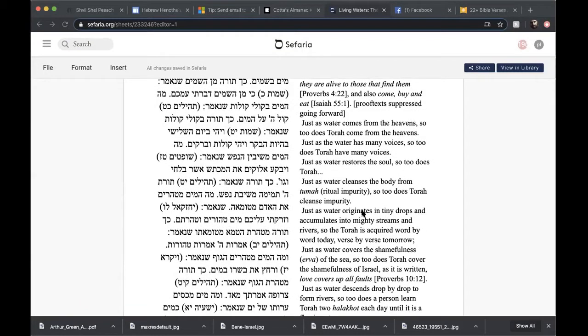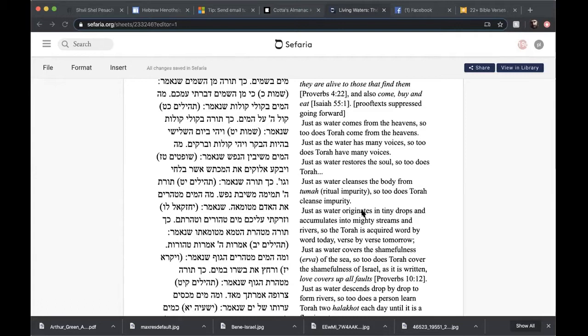Just as water comes from heaven, so does Torah come from heaven. Just as water has many voices, so does Torah have many voices. So in other words, just like wisdom comes from a high place and comes down, and you can see it in the creation of the heavens, this intelligence, so too Torah, the guidance that we have, is like that too. Just as water has so many voices, so too Torah has many voices. There are different perspectives and different voices, and people see it differently.